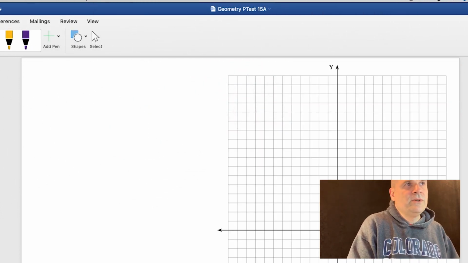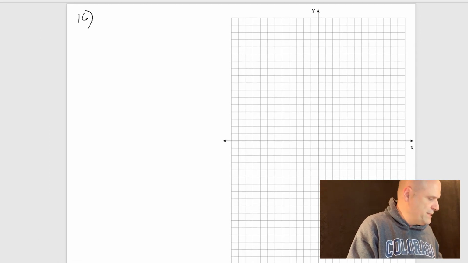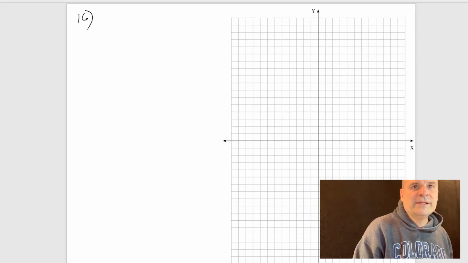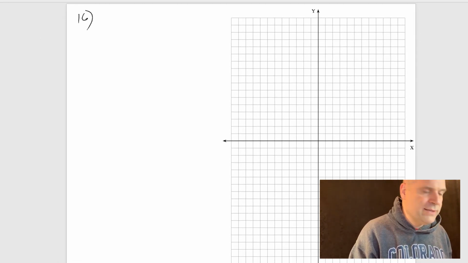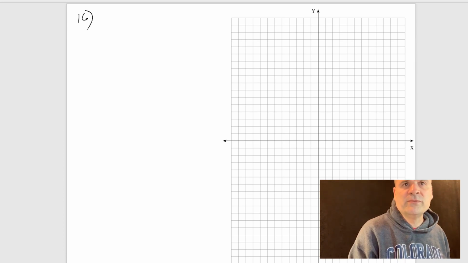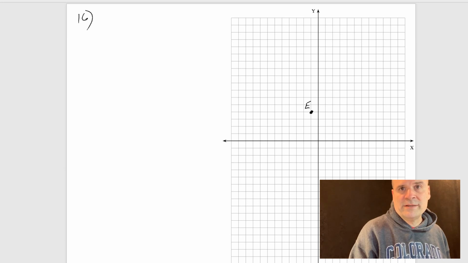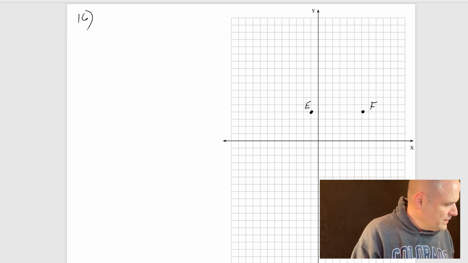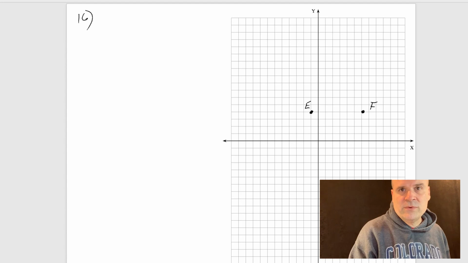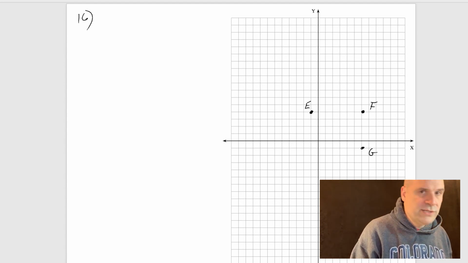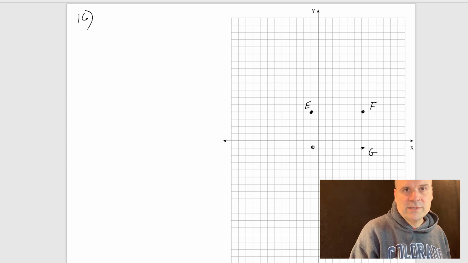Okay, number 16 we're doing down here, and here's what 16 says. We've got a rectangle where E is negative 1, comma 4. So negative 1, comma 4, there's E. F is 6, 4, so right there is F. G is 6, comma negative 1, so right there, there's G. And then H is negative 1, negative 1. Looks like a rectangle, so far so good. So here is my rectangle, okay?